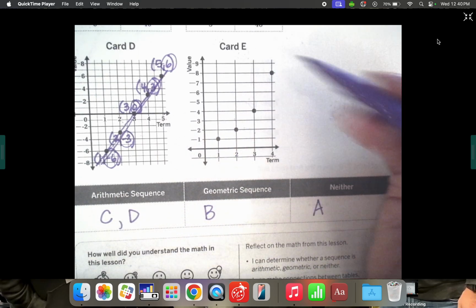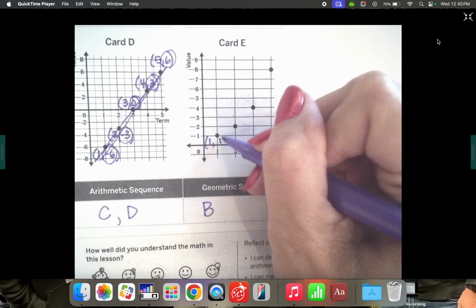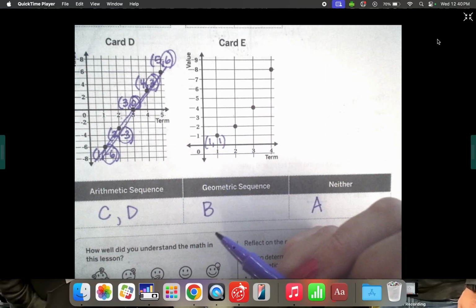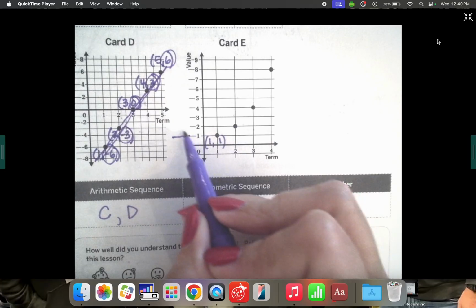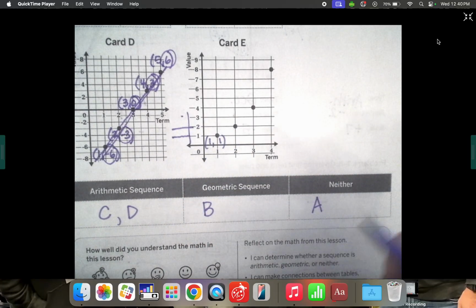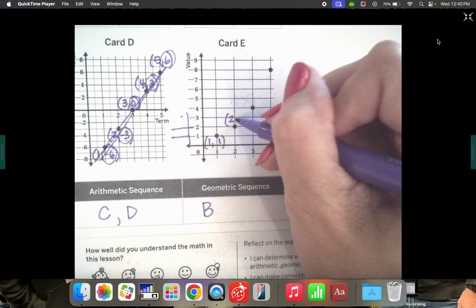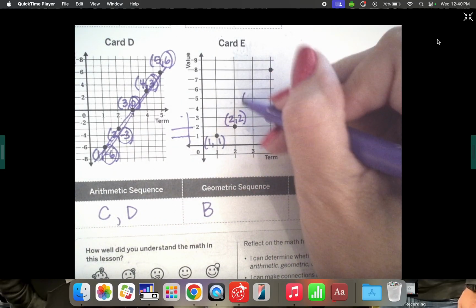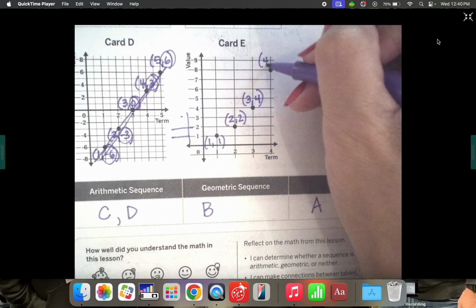All right, last one, card E, definitely not a straight line. It curves. And just to make sure you would get this right, this is at 1, 1. By the way, that looks like a -1, but you know that going up, they're positives. I think it was just supposed to be where the line was drawn in. So it's not a negative. It looks funny, but it's not a negative. This is 2, 2. This is 3, 4. And this is 4, 8.